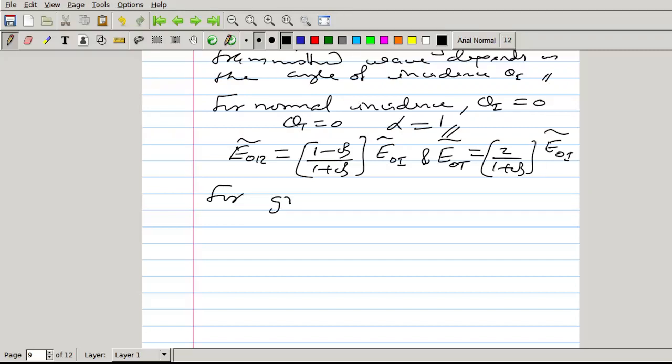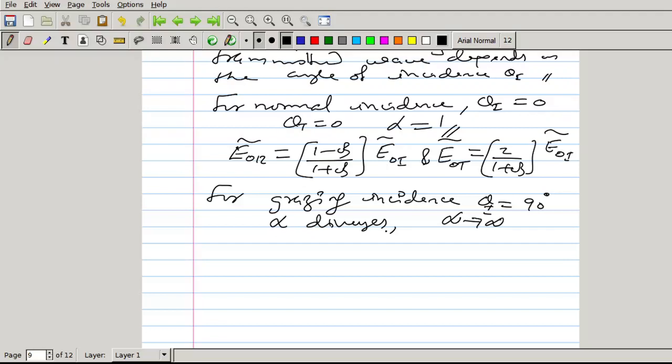What about grazing incidence? For grazing incidence, theta equal to 90 degrees. If theta equal to 90 degrees, then what will happen? Theta I, the angle of incidence, equal to 90. So alpha is cos theta t by cos theta I. Cos theta I at 90 means cos 90, and cos 90 equal to 0. Zero means alpha diverges. Alpha tends to infinity.